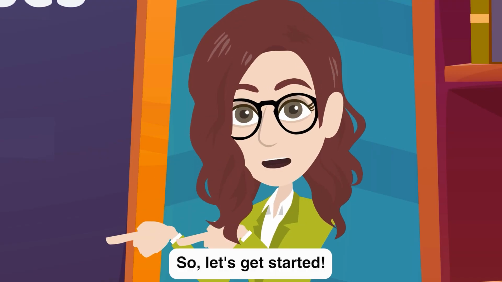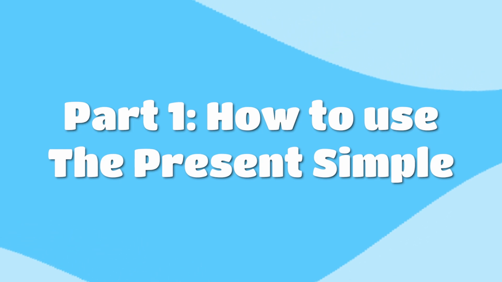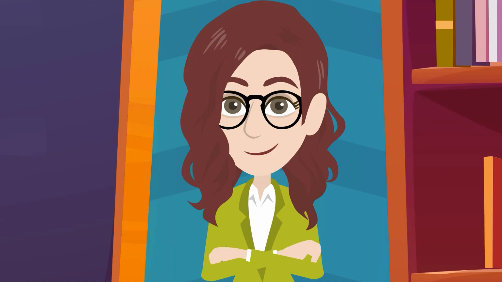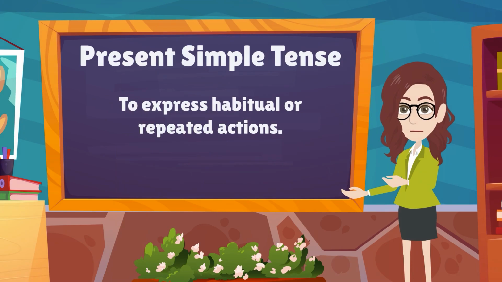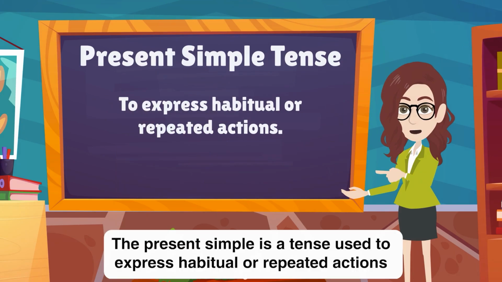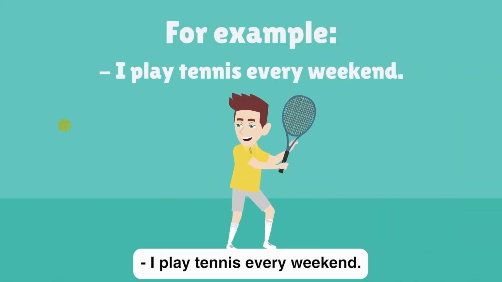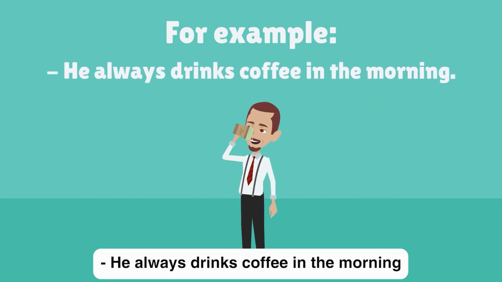So, let's get started. Part 1. How to use the present simple. First, let's go over the grammar. Do you know how to use the present simple tense? The present simple is a tense used to express habitual or repeated actions. For example, I play tennis every weekend. He always drinks coffee in the morning.